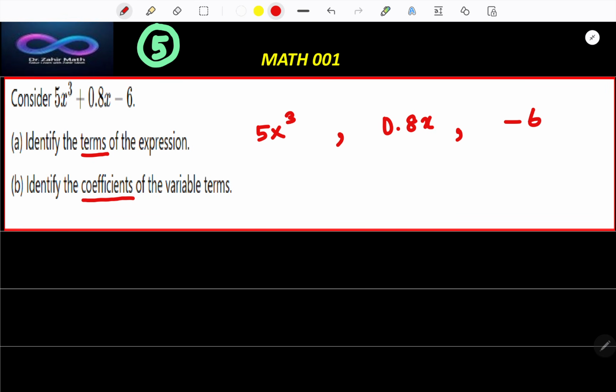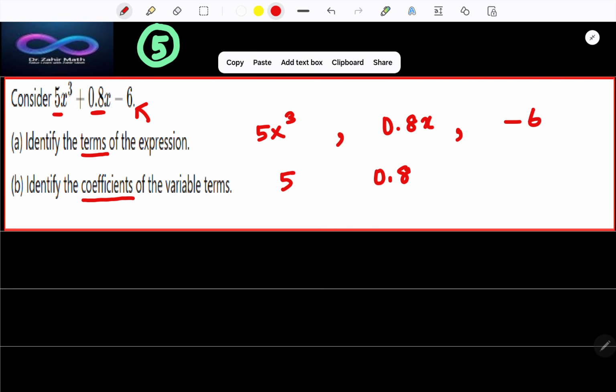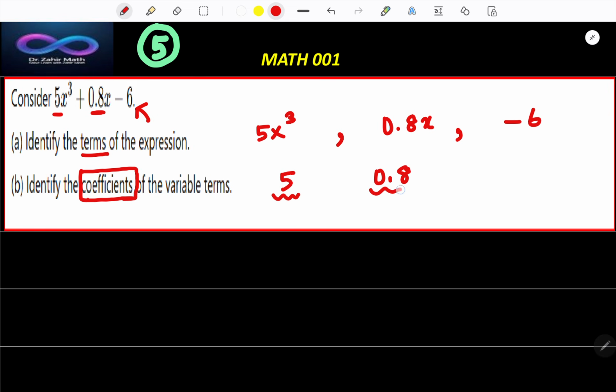Next is what? Coefficient. Coefficient means in Arabic, mu'amal. So this is a mu'amal, this is a mu'amal. Is there any x here? No. So what is the coefficient? 5 and 0.8. You should not write x here. Keep in your mind. This is for x cube and this is for x. But when they ask mu'amal coefficients, you are not supposed to write x. Keep in your mind. Only for the terms you should write it. In the terms you should not use plus and you should use comma.